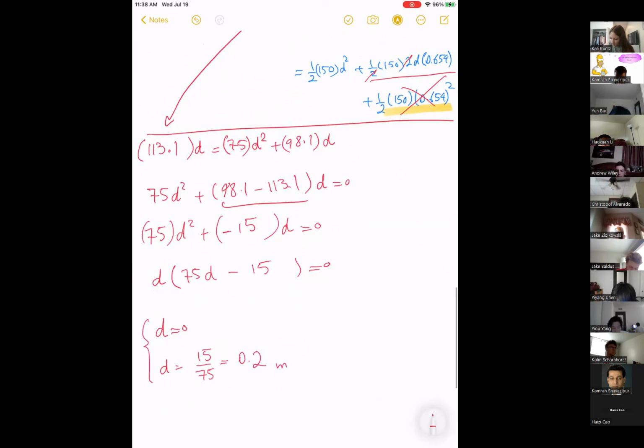Which solution do we choose? Because a quadratic equation always has two solutions. Usually one of them is meaningful, the other one is not meaningful. For example, if I get a negative number for a distance, or time, it's not acceptable. But you see here, D equals 0 is a legitimate number and 0.2 is also a legitimate number. How do we interpret this? You should look at the definition of the problem.